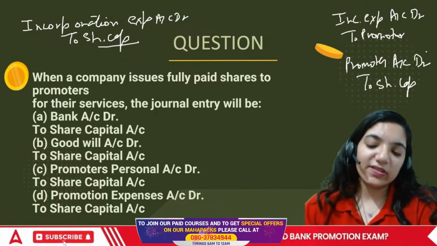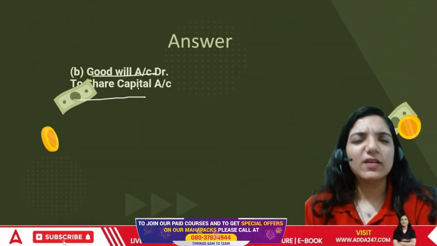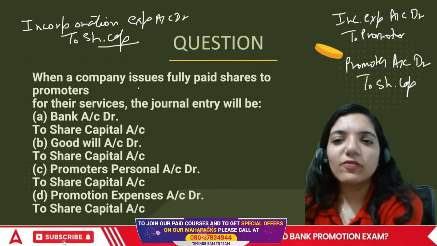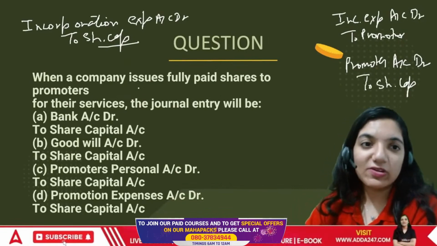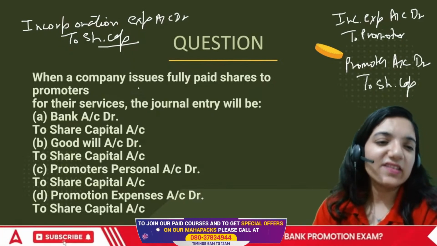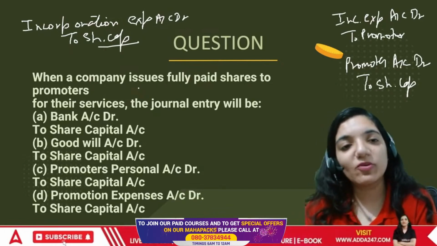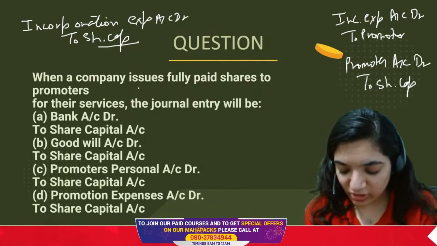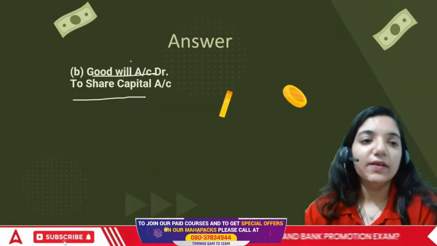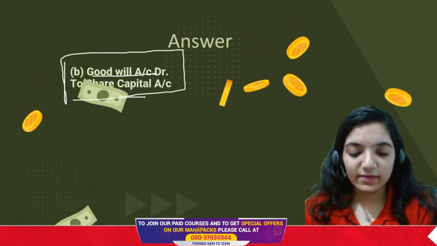Done, everyone? So in this case, what would be the answer? The answer would be goodwill to share capital. Acha, we can take up incorporation as well. Goodwill is not the point there. Promotion expenses is normally known as incorporation expenses, so I'll go for incorporation expenses there. Since it's not among the options, then there are two points: either you take it to incorporation expenses, or if you do not want to take it to incorporation expenses, then you take it to goodwill. Done?